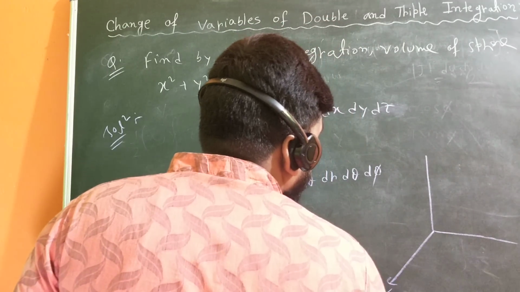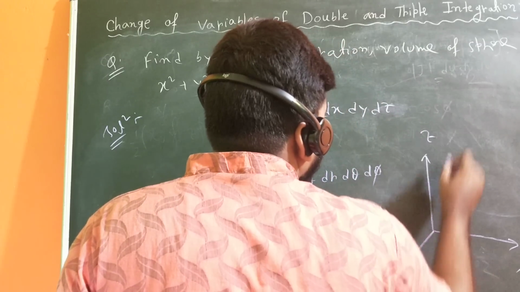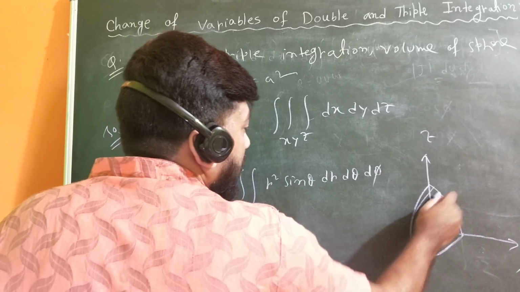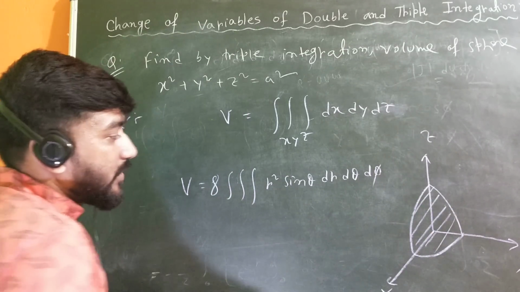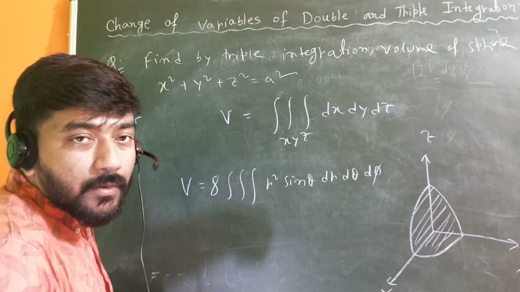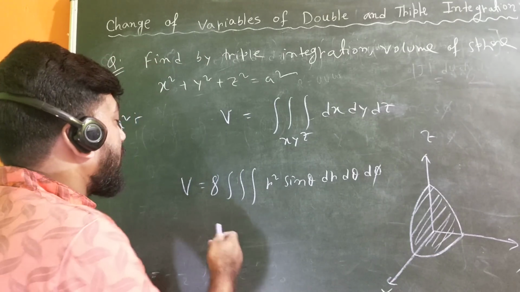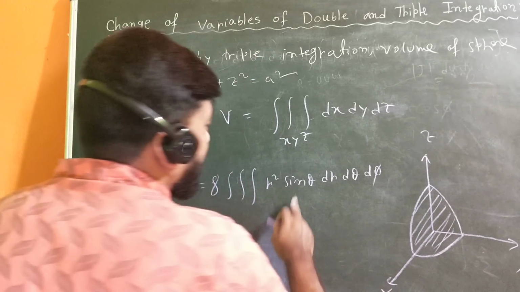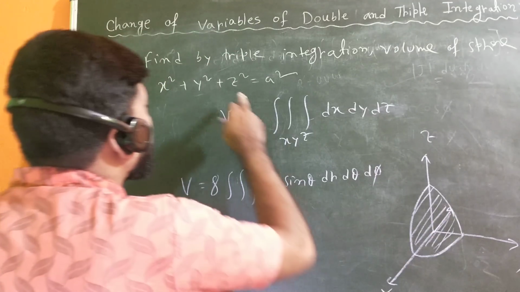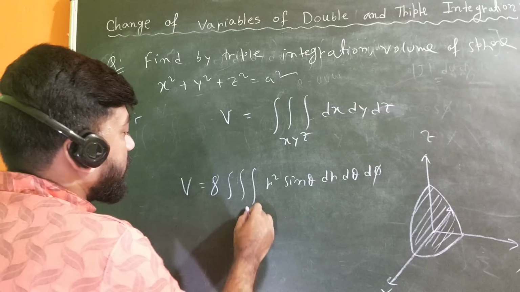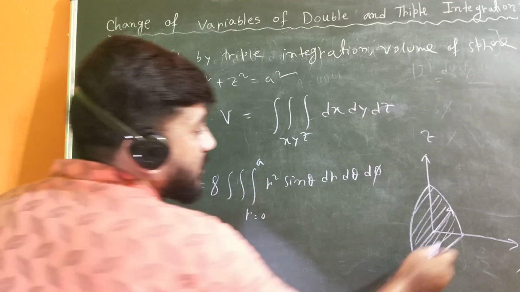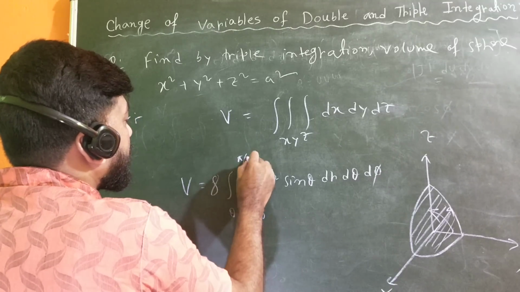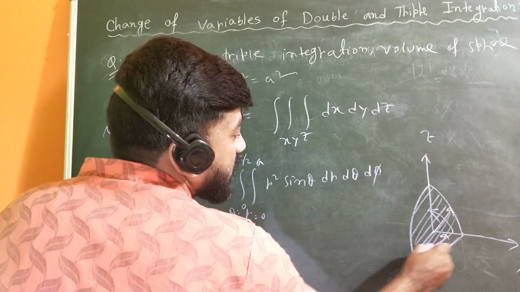If this is the x axis, this is the y axis, and this is the z axis, then on this first octant you have to solve. If you solve the integration and find out this volume, then you will get 1/8 of the volume of the sphere, and the total volume will be 8 into this. Okay, and the limits will be here. You can see that r will vary from 0 to a, as the radius is a. So r will vary from 0 to a, theta will vary from 0 to pi by 2, and phi will also vary from 0 to pi by 2, because it is on the first octant.